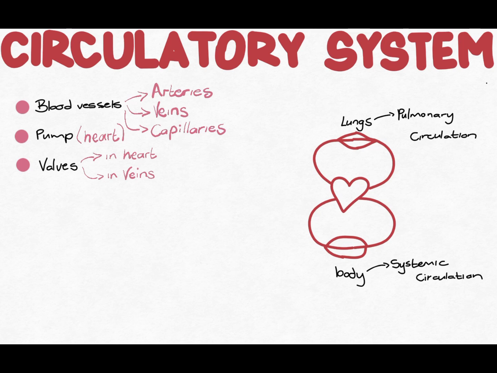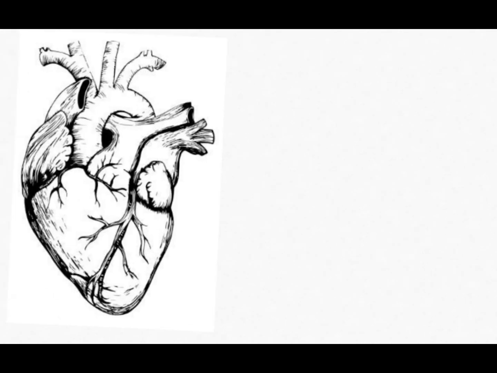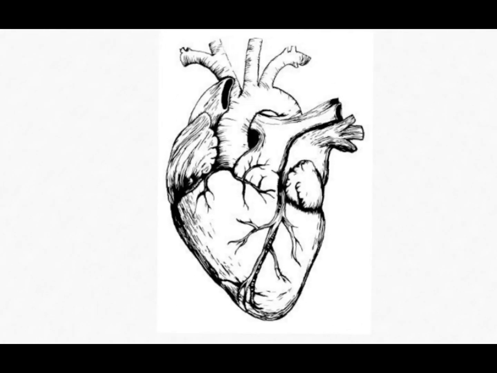Now we can see that blood needs to flow through the heart twice to make one complete circulation through the body, meaning the body as well as the lungs. Now this is why our circulation is known as a double circulatory system. Let's start with the outside of our heart.